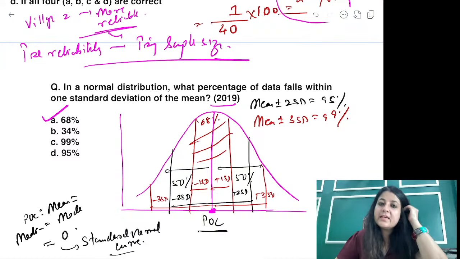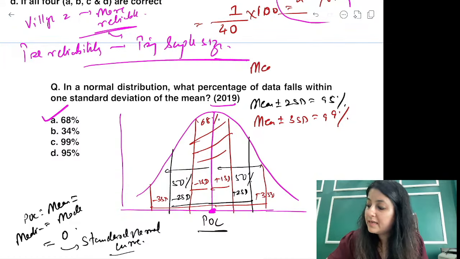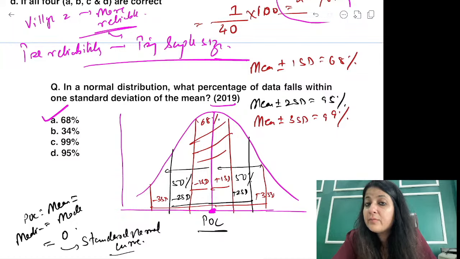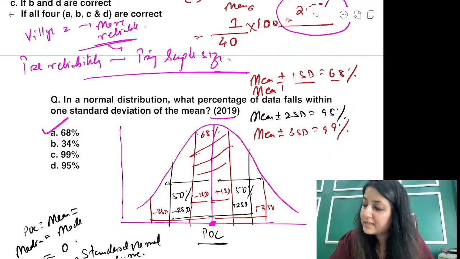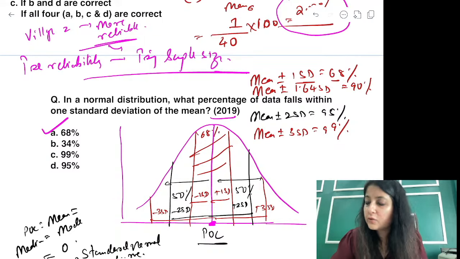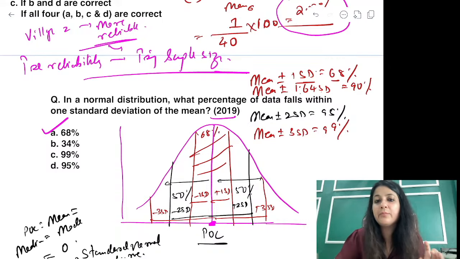ठीक है? Now suppose in the exam it comes: mean plus minus 1 SD covers 68%. What percent of observations, or let's say 87% of observations, will lie within? So always remember, plus minus 1 SD is 68. I will give you one additional: mean plus minus 1.64 SD is 90. ठीक है. तो 68 और 90 के बीच, if they ask you any value, it will be between 1 and 1.64 SD. You can't learn all the values.